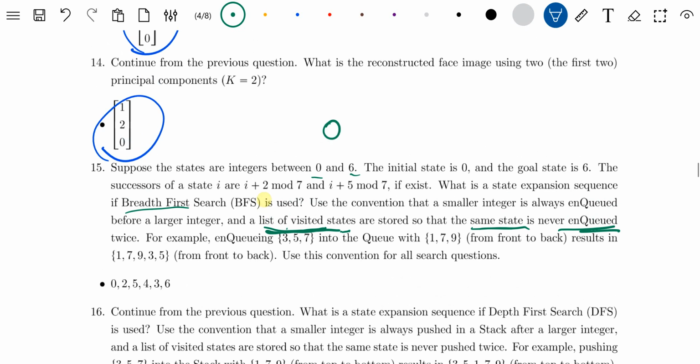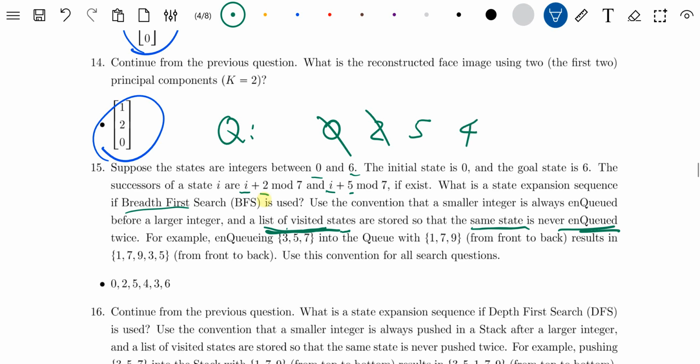The initial state is 0, and you would dequeue that state and include its successors. The successors of 0 are 0 plus 2, which is 2, and 0 plus 5, which is 5. So those would be the successors, and we're keeping track of a queue. So this is our queue. And then with dequeue 2, include the successors.